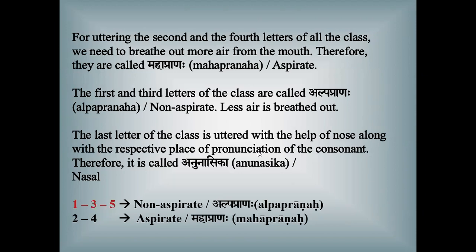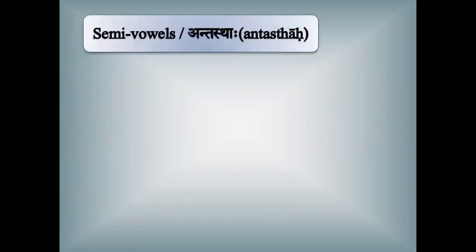Okay, then we are moving forward. Then there come the non-class consonants. Under non-class consonants, the first classification is semi-vowels. They are called semi-vowels because they are in between the vowels and the consonants. In Sanskrit, it is called antastha. How many semi-vowels? There are four.